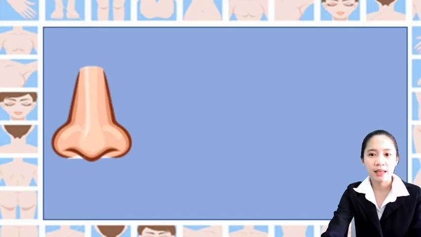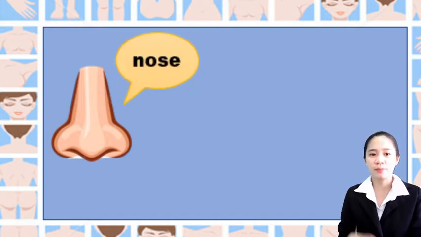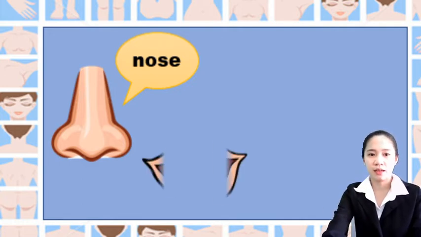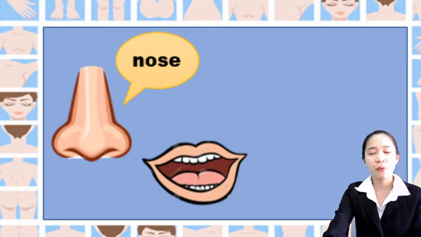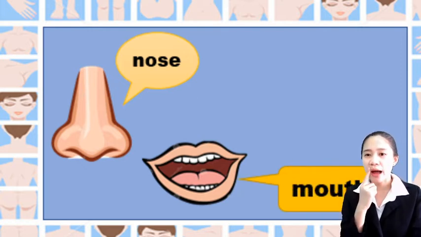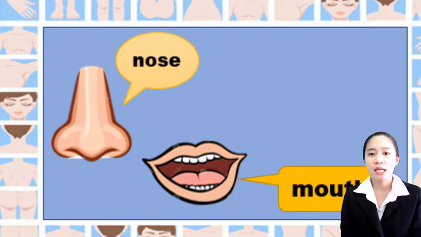Next, what is that? So this is our nose. Everybody touch your nose. So this part of our body is what we call nose. So our nose is used for smelling. And next is our mouth. Very good. So this part of our body is what we call our mouth. We use our mouth for eating our food or for speaking, just like now. I am speaking and I am using my mouth.